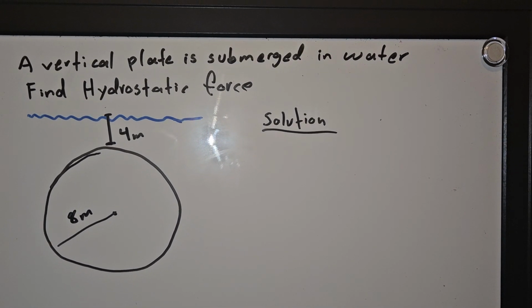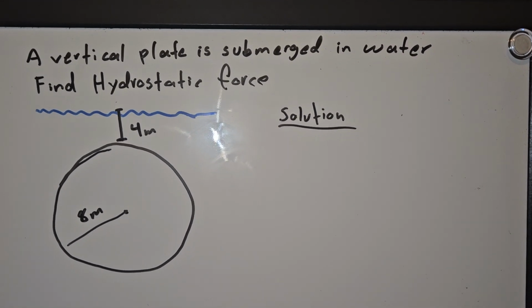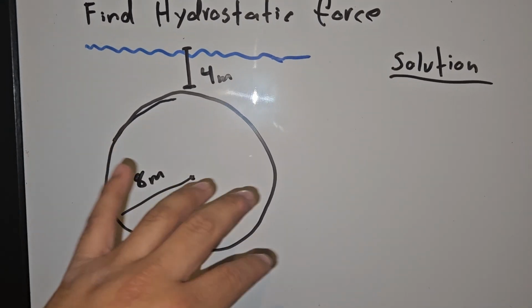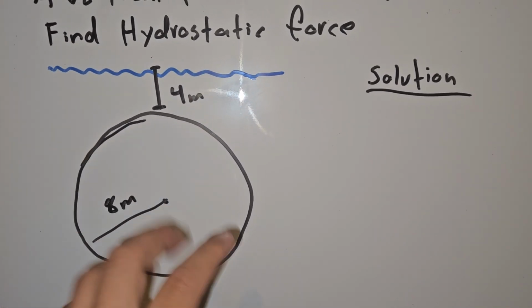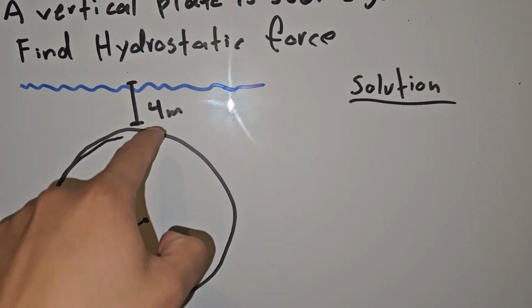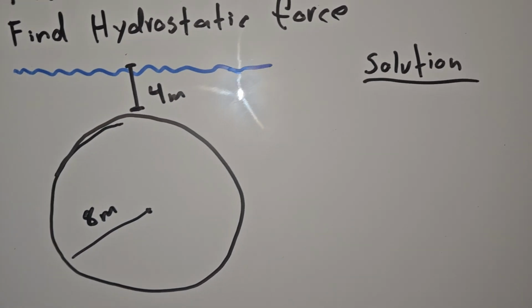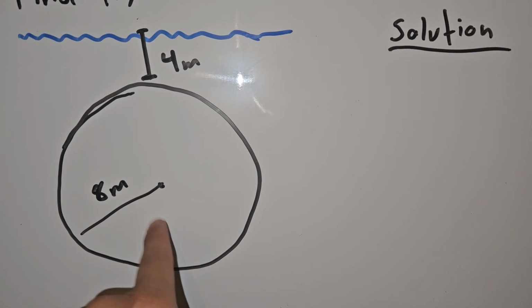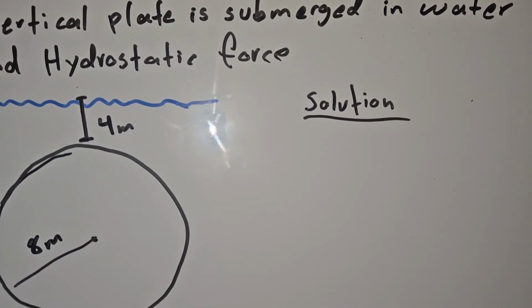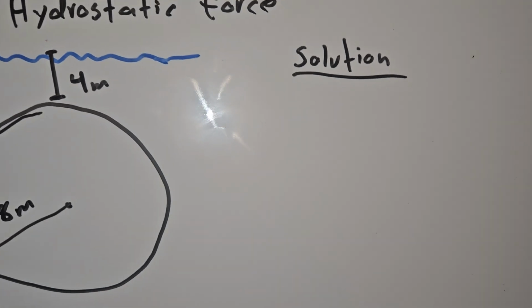A vertical plate is submerged in water and we have to find the hydrostatic force. So this is what we have right here. This is the diagram. So we have a vertical plate which is in the shape of a circle. This is the water and it's submerged. It looks like it's submerged 4 meters underwater, and this plate has a radius of 8 meters. So we will have to find the hydrostatic force. So let's go ahead and do that.